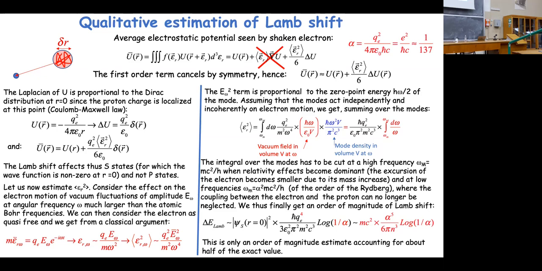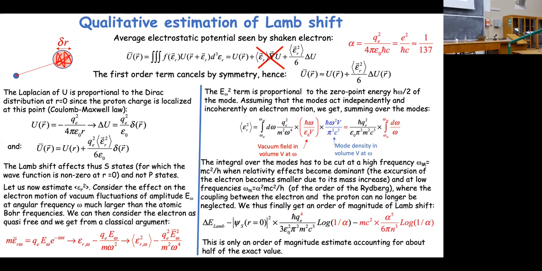And of course, you have to multiply by the probability to find the electron at the nucleus, psi squared. The value of the probability to find the electron at the nucleus is something proportional to 1 over a naught cubed, where a naught is the Bohr radius, because the extension of the wave function is of the order of a naught cubed for the volume. So you have a 1 over a naught cubed factor here.